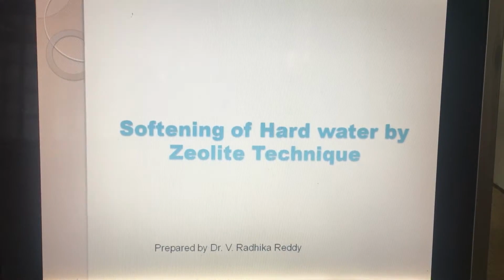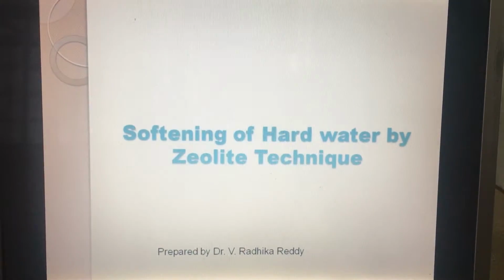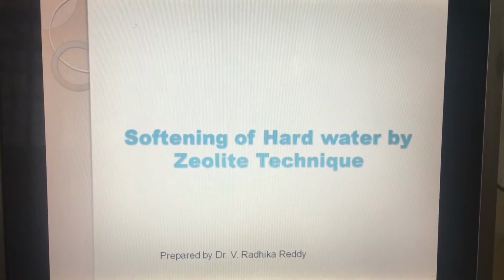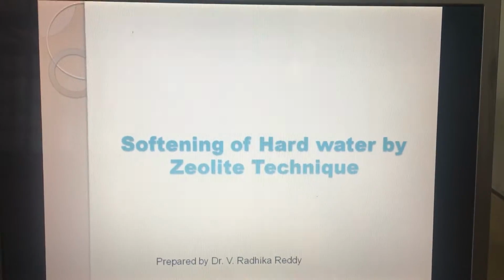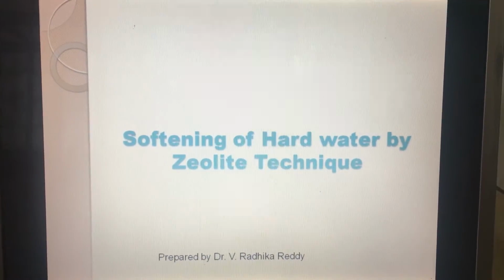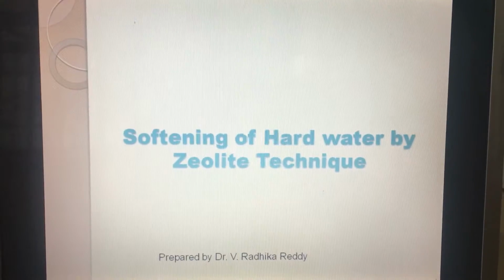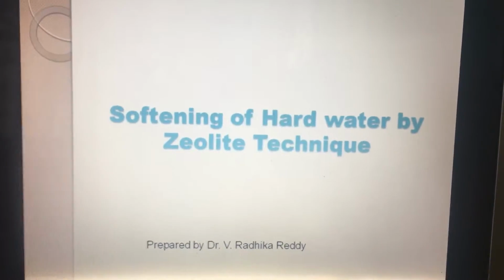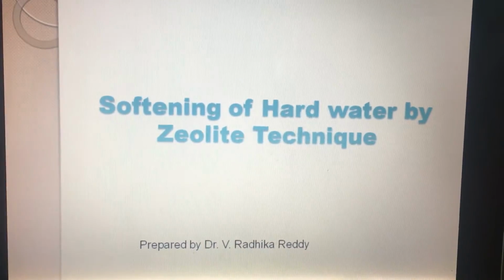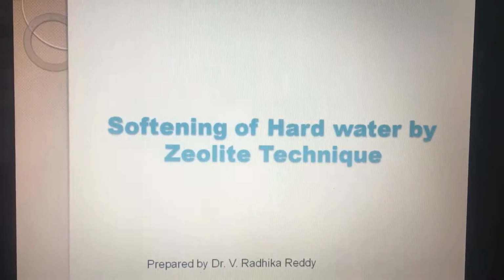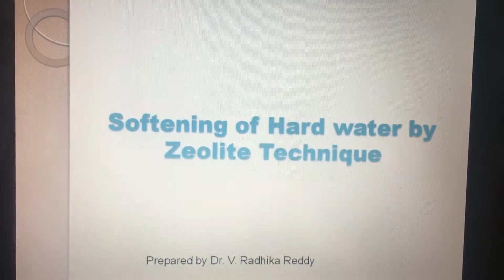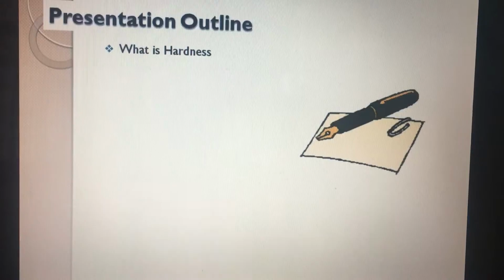Generally, when we take hard water into the boiler for the generation of steam, different problems exist that we consider as boiler troubles. To remove all of these boiler troubles, we go for different types of softening techniques. One of the methods is the zeolite technique.